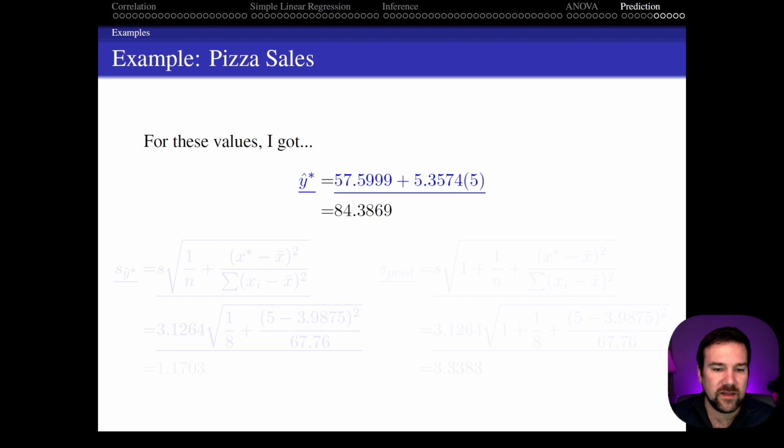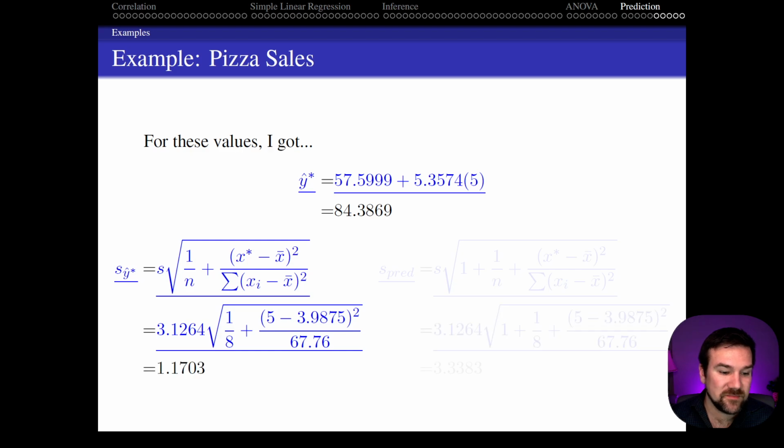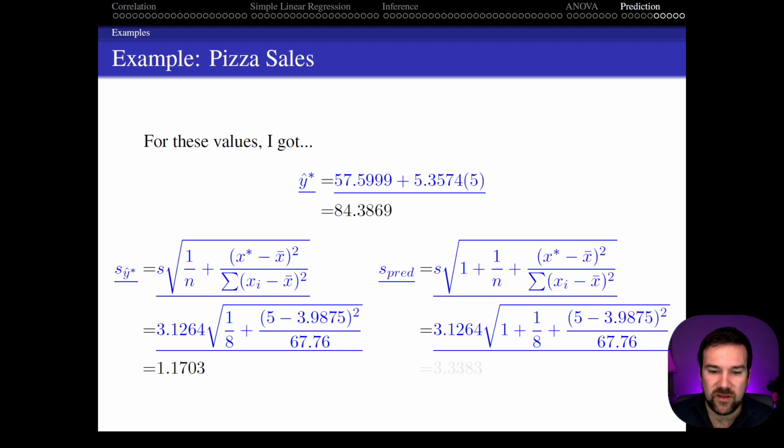All right, so Y hat star, I get 84.3869. Hopefully you get the same thing. S sub Y hat star, I get 1.1703. And S sub pred, I get 3.3383. So hopefully you're getting the same things I am. Here's my work up here. Pause it if you want to check if you missed something. Or, of course, let me know if I missed something.